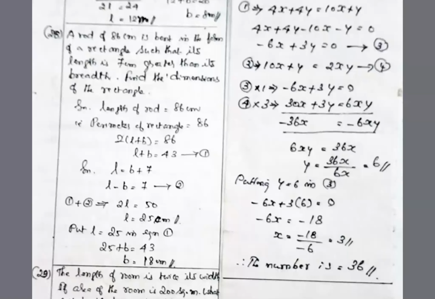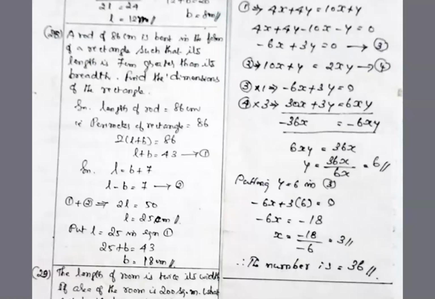So one equation formed. Another equation, read the condition. Length is 7 centimeter greater than breadth. That is L is equal to B plus 7. 7 centimeter greater than breadth means not 2 times. L is equal to B plus 7. Second equation you have to form.